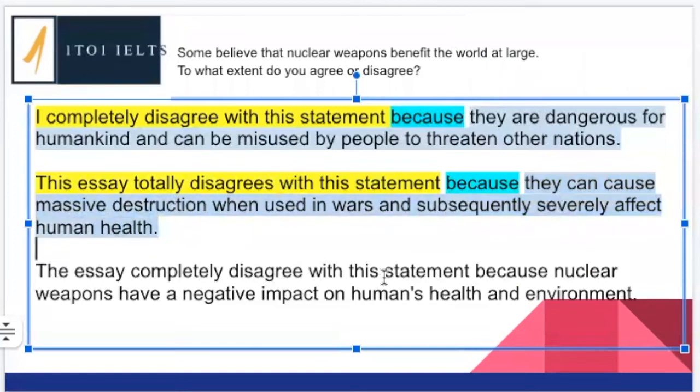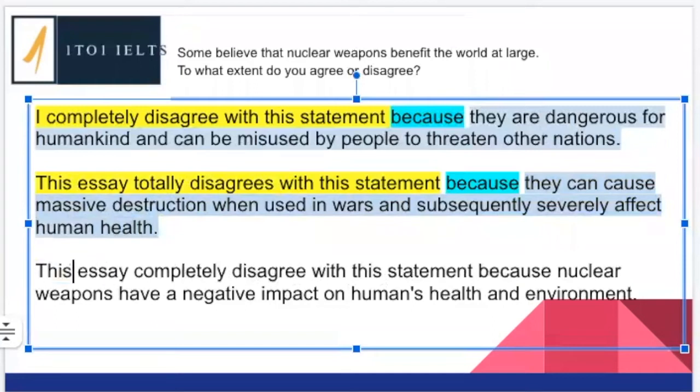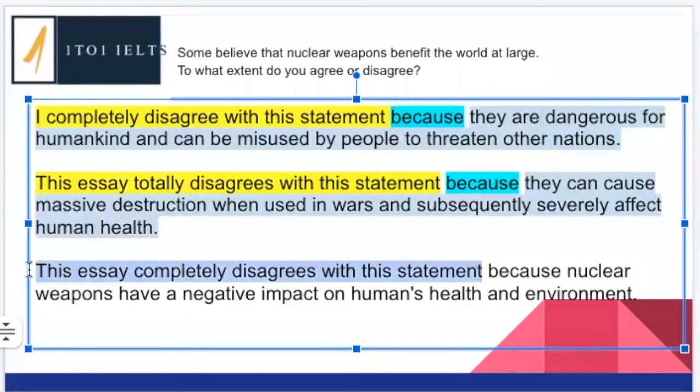So good job. The essay. So we're referring to the essay we're writing, so it'd be more natural to say this essay completely disagrees. So this essay is a singular. So we need the third person here with this statement. Okay, it's fine.